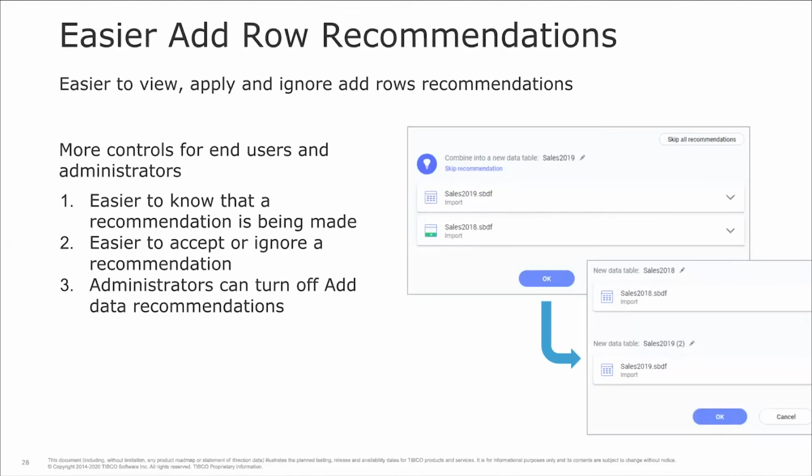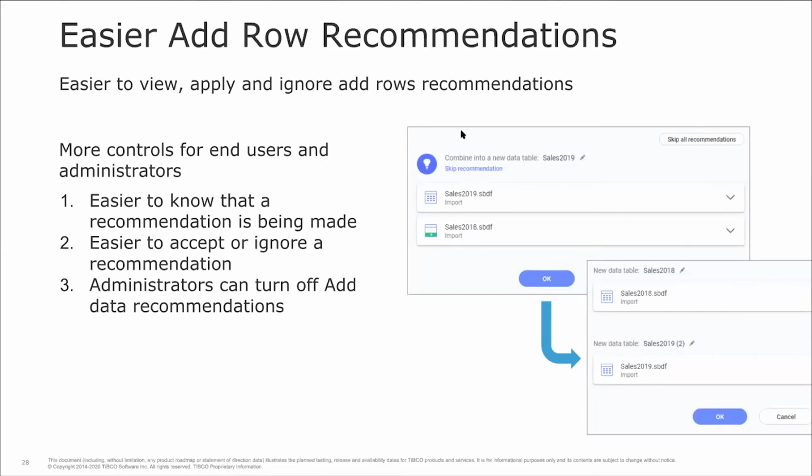All right. As you may be aware, we have add rows recommendations. Great, makes it really easy to merge, for example, two files with sales data that are similar. We detect that they are equal or similar, and we recommend these two data sets to be added to Spotfire using a union or an add rows operation. We received feedback that this was a little bit too smart in some cases, and it wasn't always clear that this was about to happen.